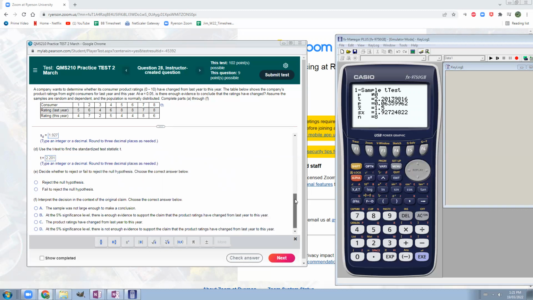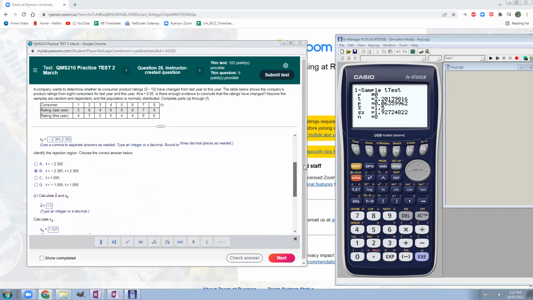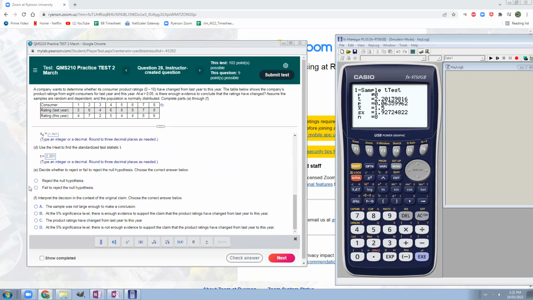Do we reject or fail to reject the null hypothesis? Well, 2.201 is not greater than 2.365. So it's not quite in the rejection region. We fail to reject the null hypothesis. We do not have enough evidence. So at the 5% significance level, there is not enough evidence to support the claim that the product ratings have changed. Right, we got kind of close, 2.201 is close to 2.365, but not quite enough evidence.